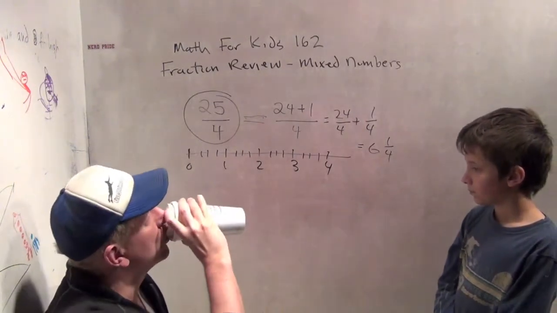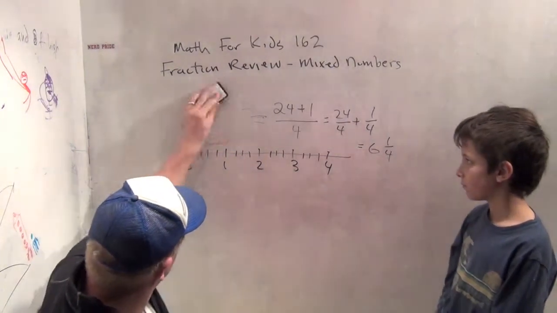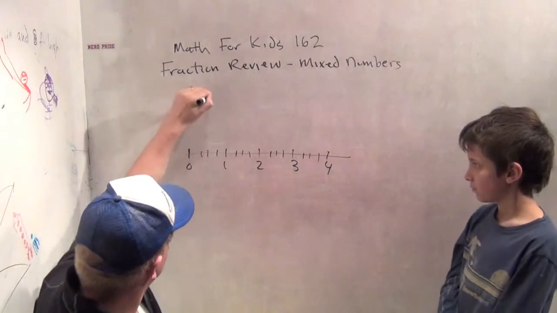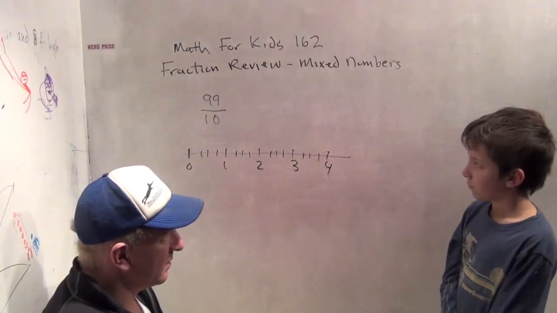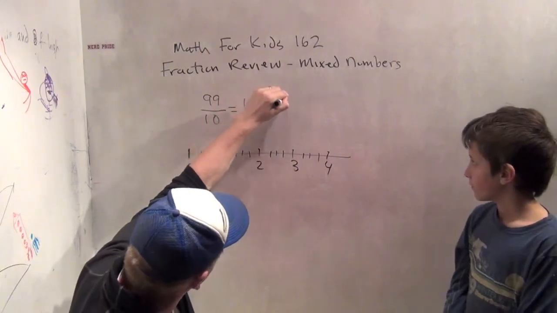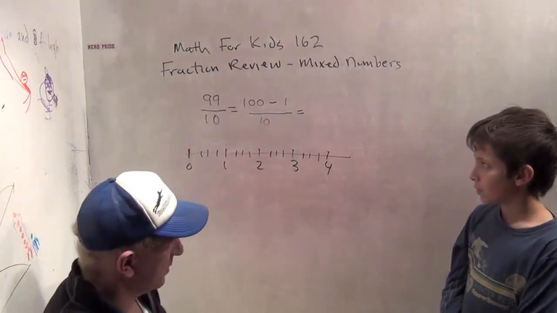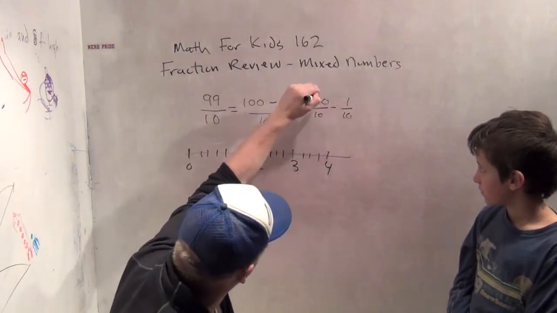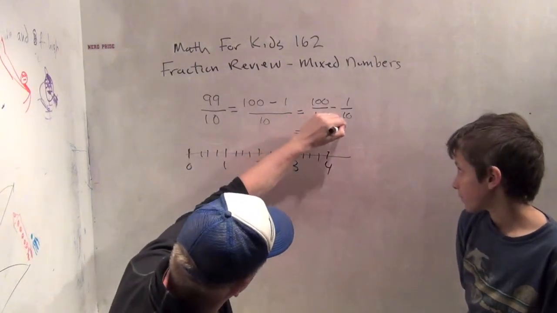Just to show you real quick, if I had the number 99/10, what's the nearest multiple of 10 to 99? 100. So this is the same as 100 minus 1 over 10, which is 100 tenths minus 1 tenth. And what is 100 tenths? 100 tenths is 10. So 10 minus 1 tenth.